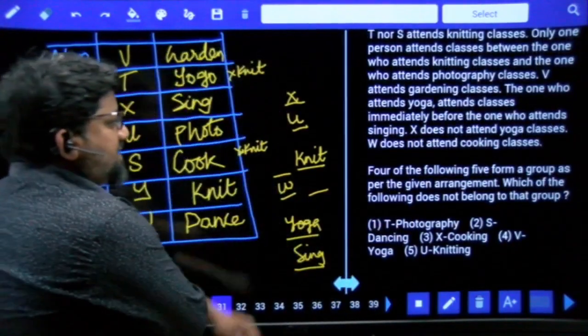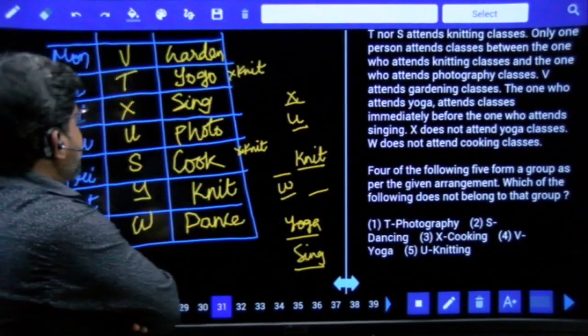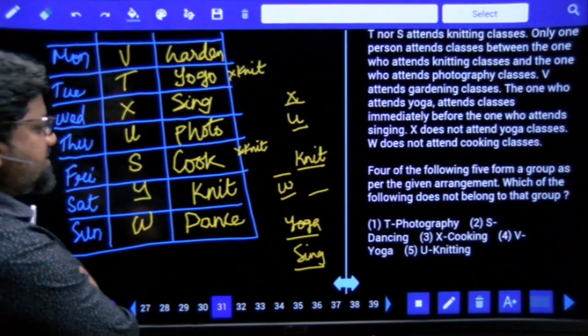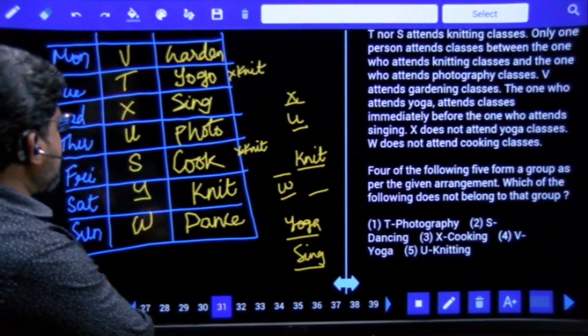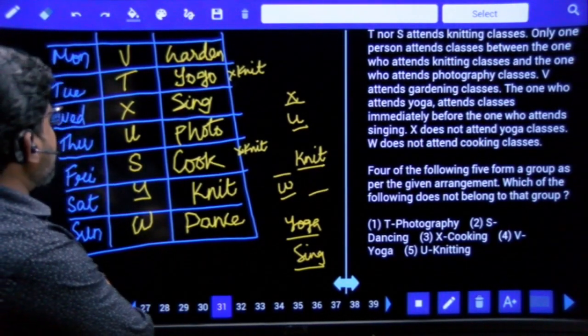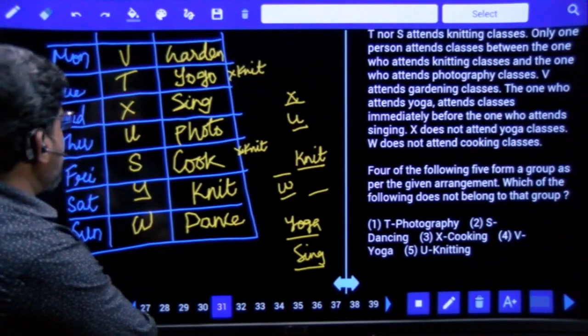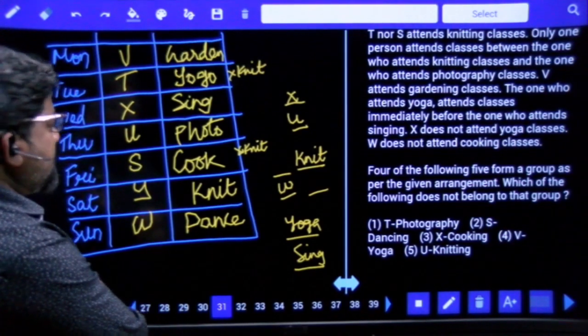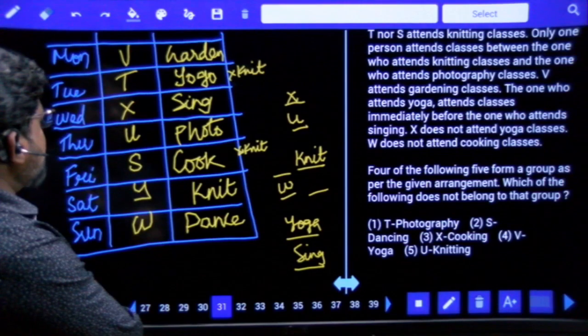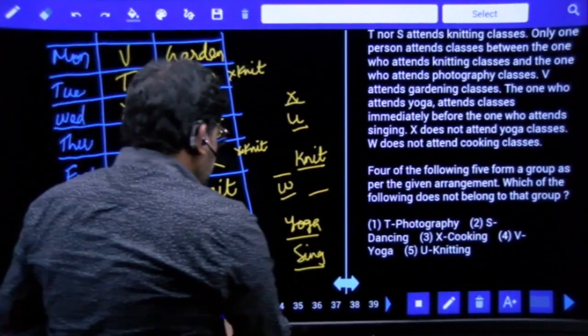What's the first one? Four out of the following five form a group as per the given arrangement. T photography: T and photography, there's one person in between them. S and dancing, also one person. X and cooking, also one person. V yoga: V and yoga are immediate. U knitting: U and knitting, also one person. So V yoga, fourth option.